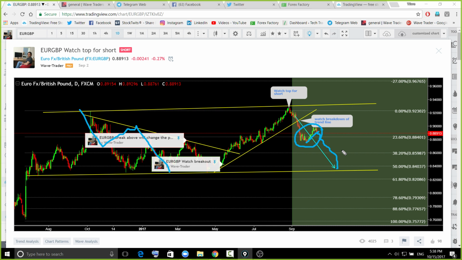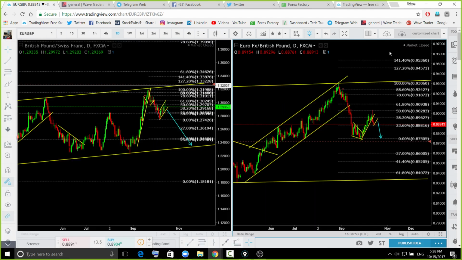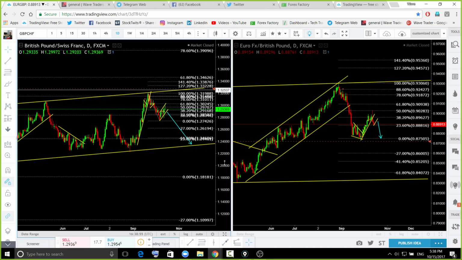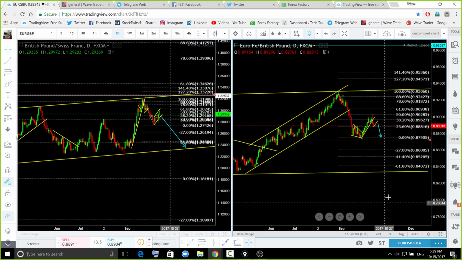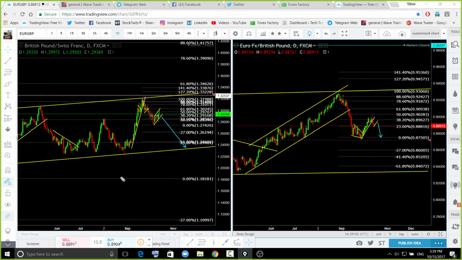So we have to wait for that pattern to finish, and then we can decide which way we need to trade. Okay, so make sure you take a trade on one pair at a time rather than opening your sell position in the same direction on both pairs. Okay, so you can see the continuation formation.